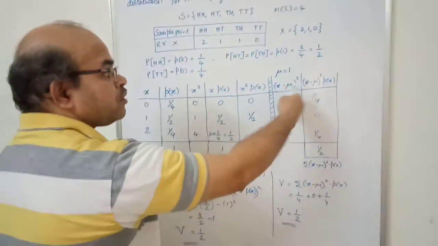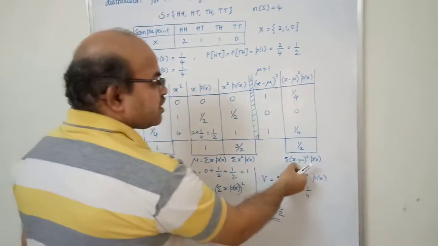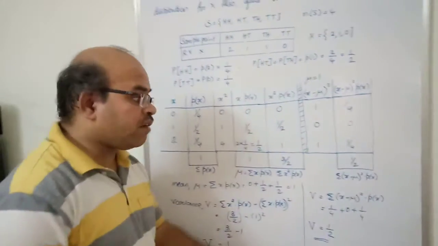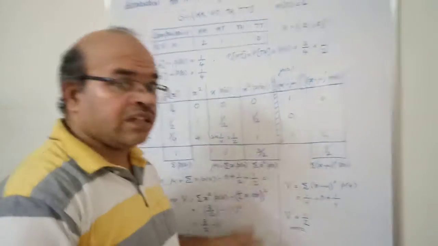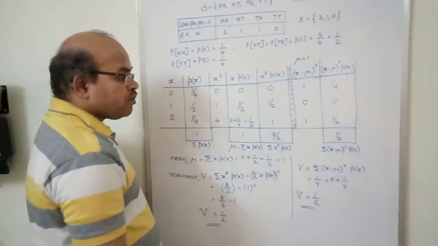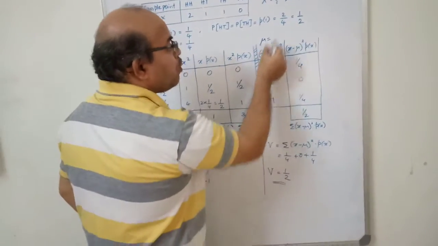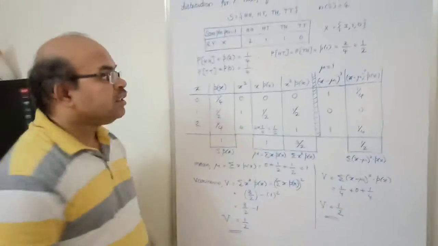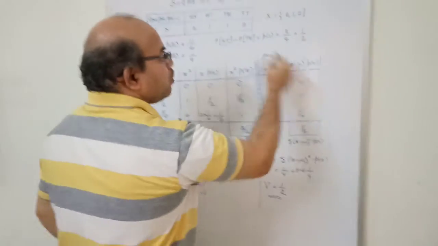So I have written 2 separate columns for that. See, we need the summation of x minus mu whole square into P of x. That is the other formula for variance. Therefore, I have taken x minus mu whole square first. Mu is already calculated here. What is the value of mu? 1. So x minus 1 whole square.